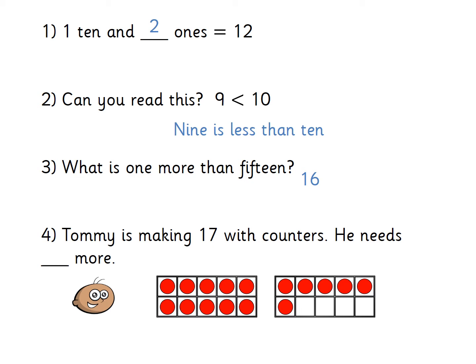And question number 4, Tommy is making 17 with counters. He needs how many more? So Tommy is making 17. How many has he got already? The first tens for him is 10. Count on from 10.